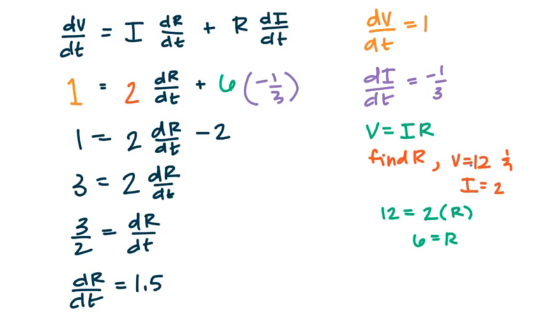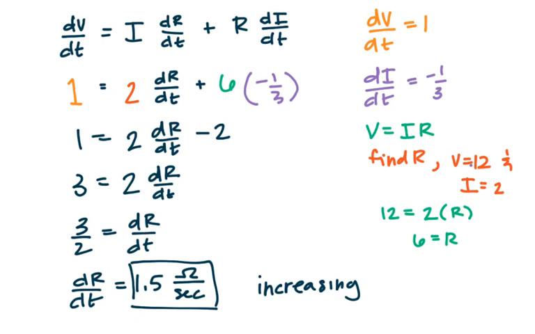And this is resistance with respect to time. Resistance is measured in ohms, and time in this situation is measured in seconds. So it's 1.5 ohms per second. That is the rate at which the resistance is changing with respect to time. And because it's a positive number, we can say it is increasing. All right? So I have one more example for us coming up in the next video.